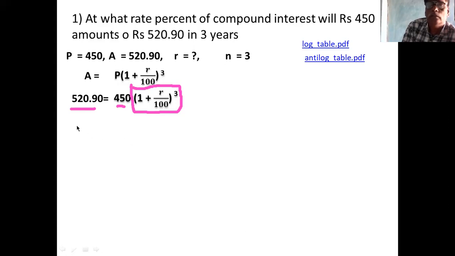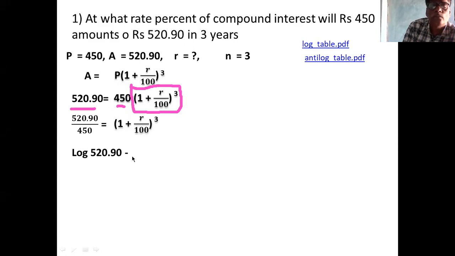Then you apply the logarithm, or simplify: 520.90 divided by 450. You take this 450 to this side, and then next is (1 plus R by 100) raised to 3. At this stage, you apply the log. Log 520.90 minus log 450, minus because of the division here, is equal to 3 log.